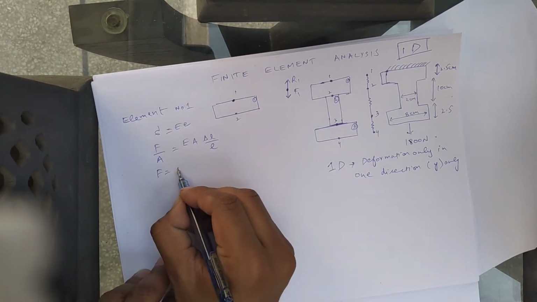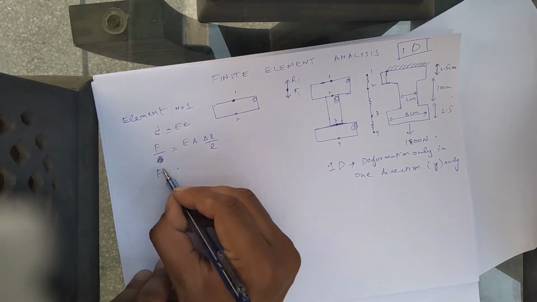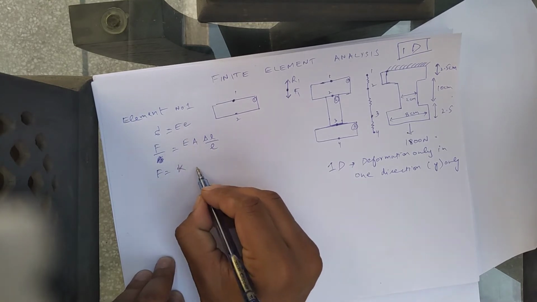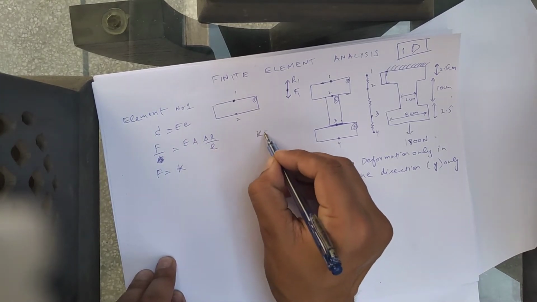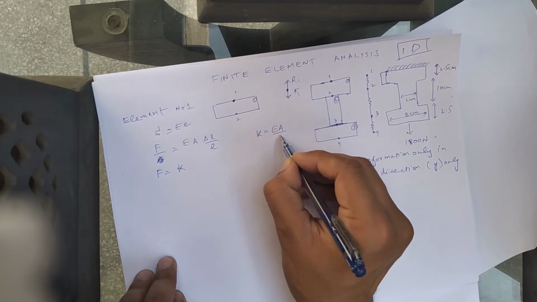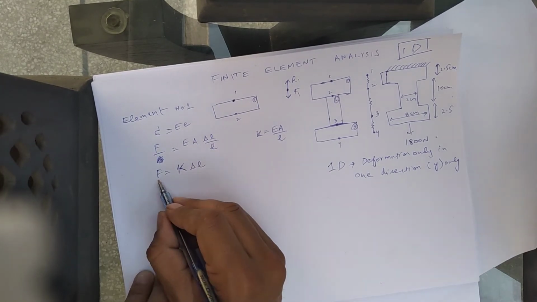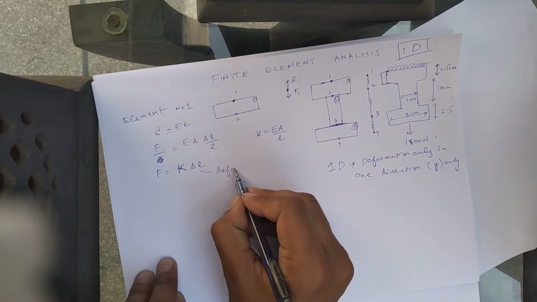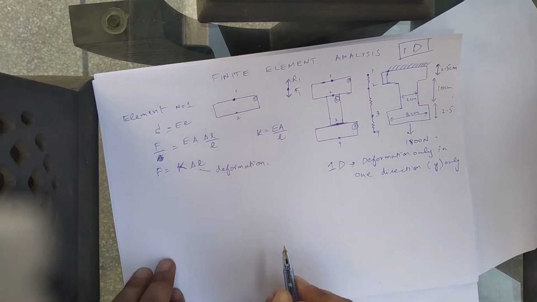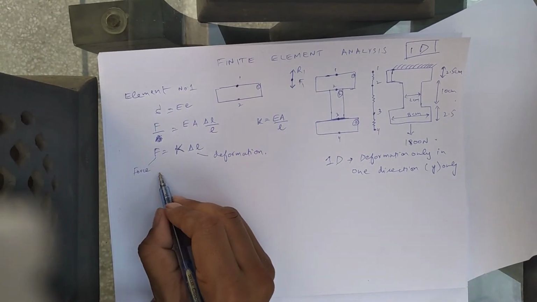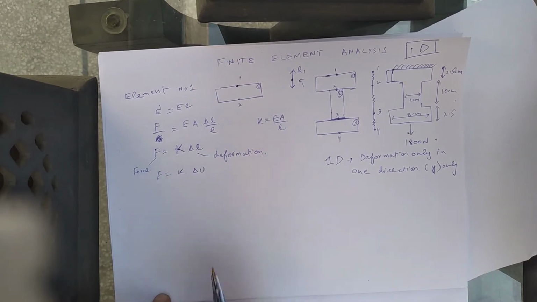So F will be equal to, sorry, A will go there, right? If EA over L we take as a constant, then that will be K. So we take K is equal to EA over L. So F will become K delta L, where F is the force and delta L is the deformation, right? We can write it as F is equal to K delta U as well. And in the book, the notation delta U is used, right? So F is equal to K delta U.